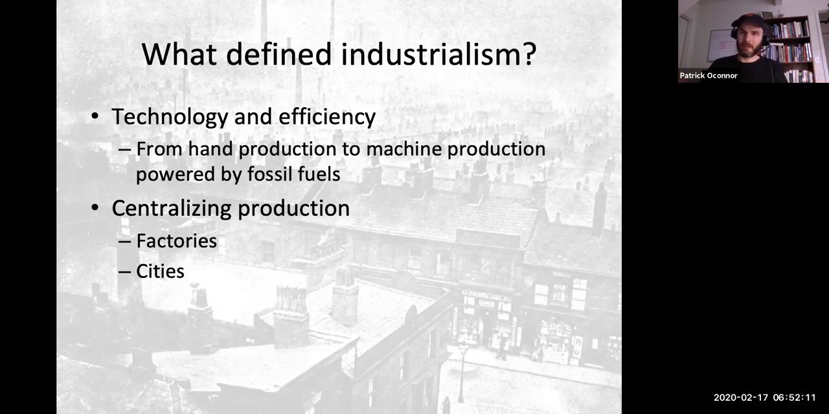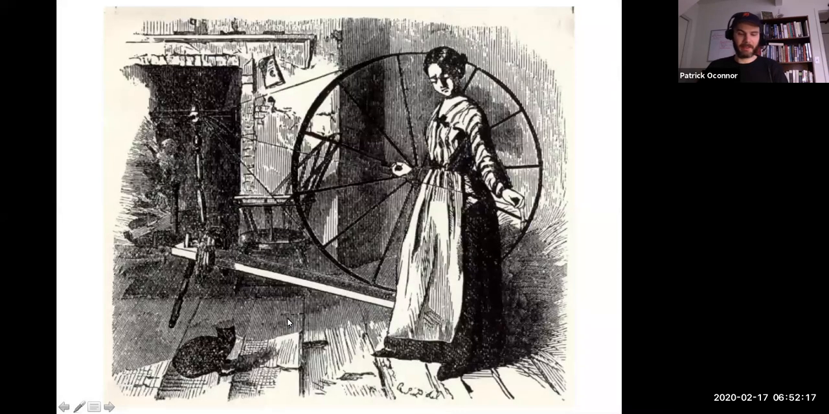Technology makes all this more efficient, right? In the final quarter of the 18th century, this is the hand spinning, by the way. And as you can see, the person, she is in her own home. She's near the fireplace. She's got her pet there. She's working out of the house, spinning quite slowly by hand.